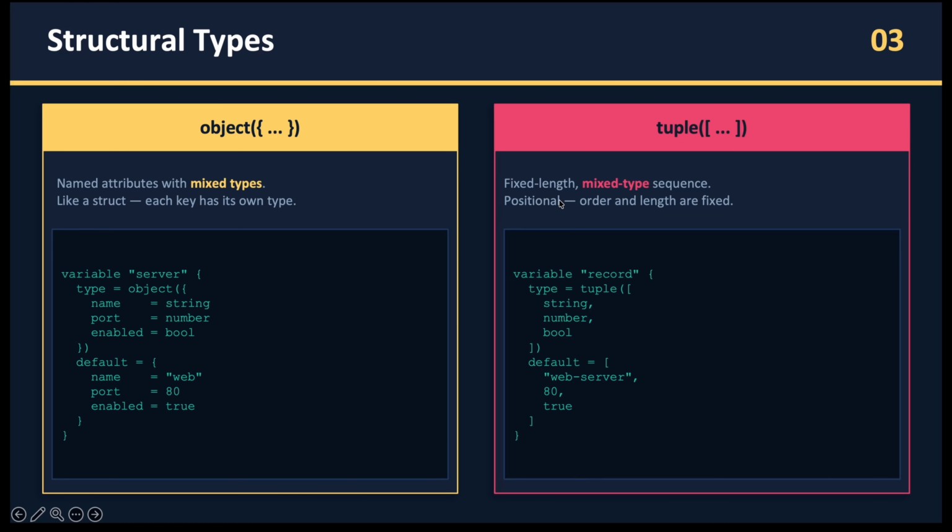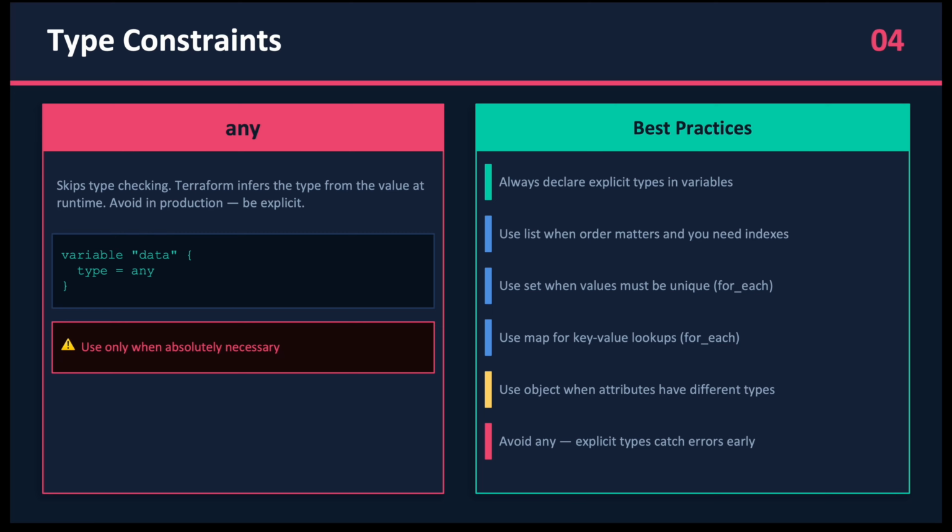Next is tuple. It has a fixed length, mixed type sequence, positions are ordered, and length is fixed. How do you define it? You give tuple, open bracket and then square bracket, and you define string, number, bool. There is no need for variable names, like name, port, enable here. So string, number, bool. Default value: web server, port number 80, and true. So that is the difference between object and tuple. These are structural types.